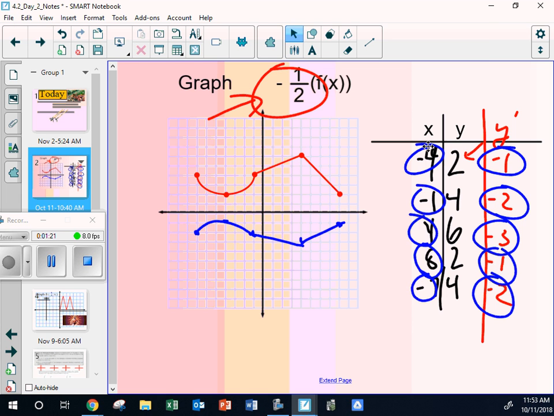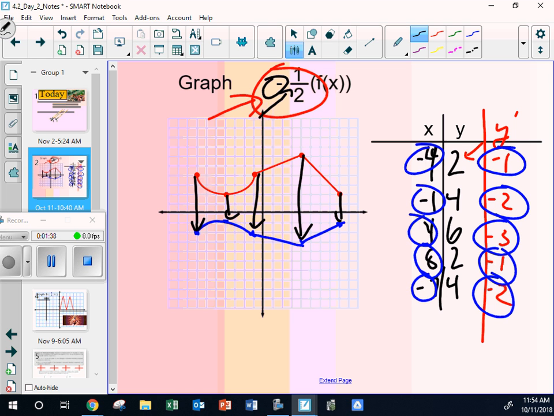Does it look like it's been shrunk? Well, it's hard to tell sometimes, but it's not quite as tall as it used to be. And then does it look like it's been reflected? I hope you can see that this is reflected across. There's a point for each one reflected straight across.